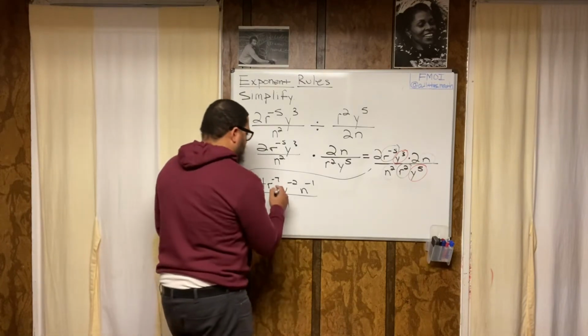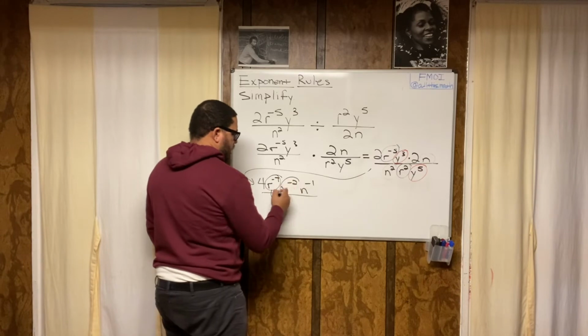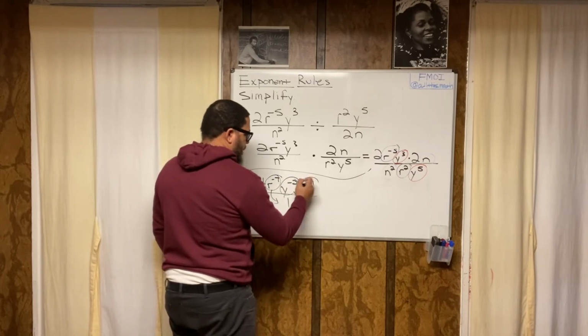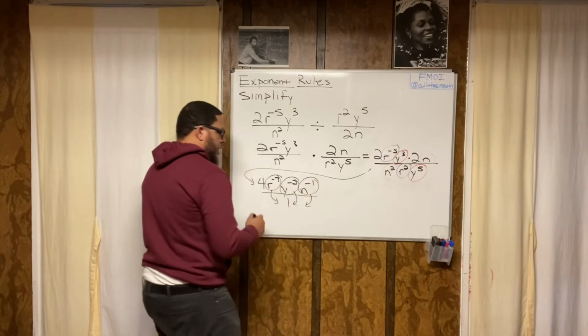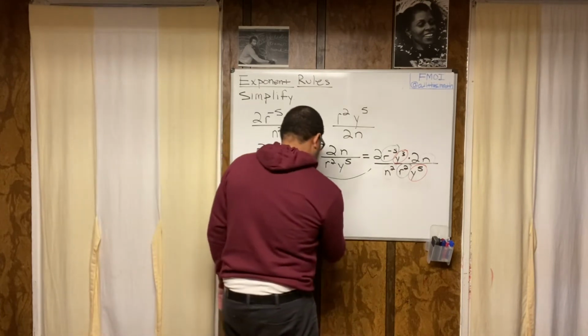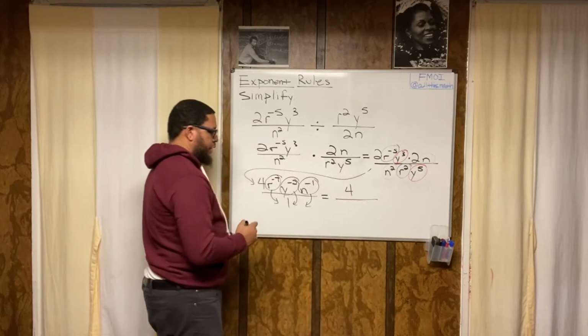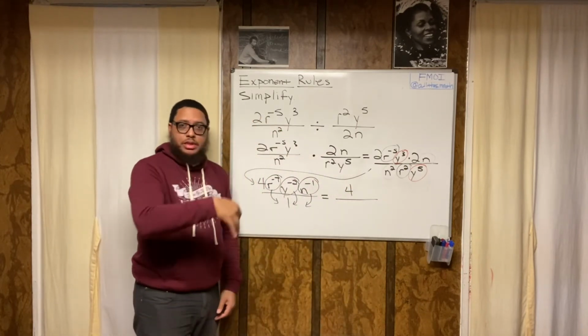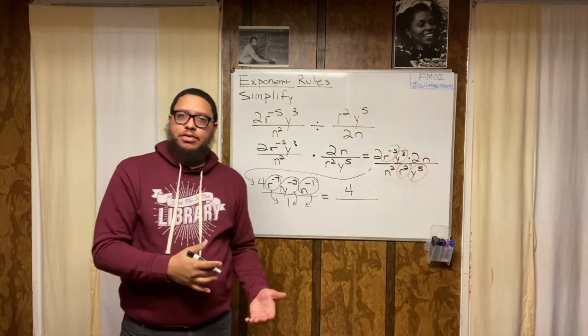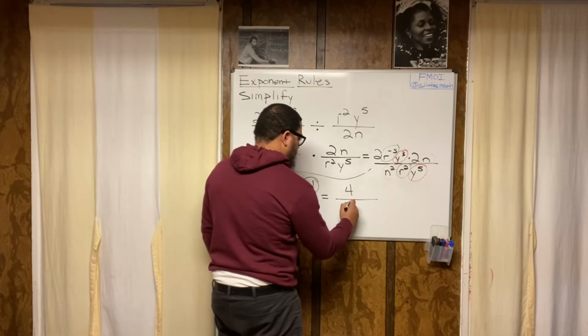So all of these are going to basically go down. The r is going to go down. The y is going to go down. And the n is going to go down. The only thing that's going to be left in the numerator is that +4. So 4 is your numerator. And then when the r goes down, its exponent, which was -7, turns into a +7. So we end up with r to the 7th.